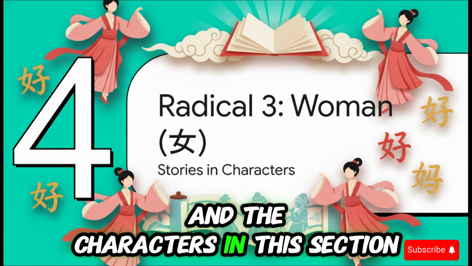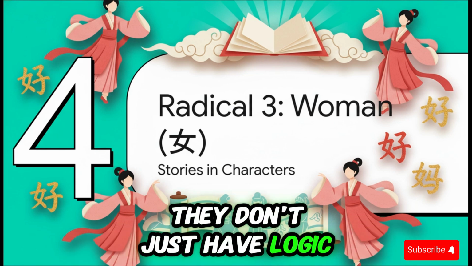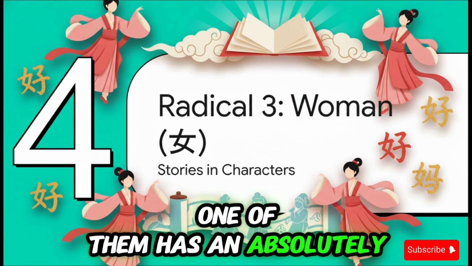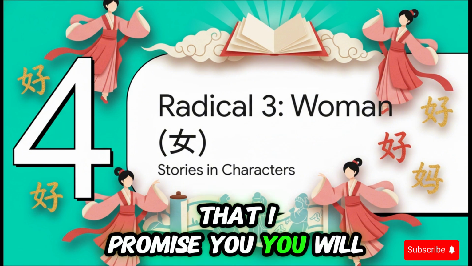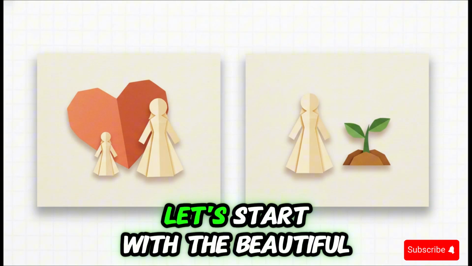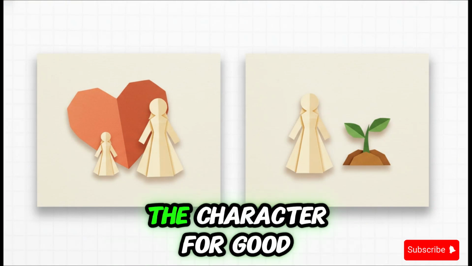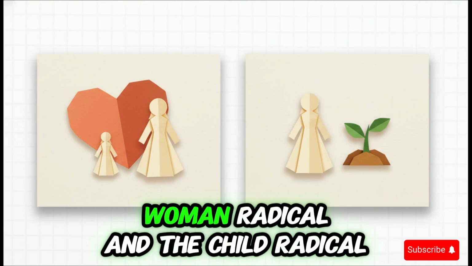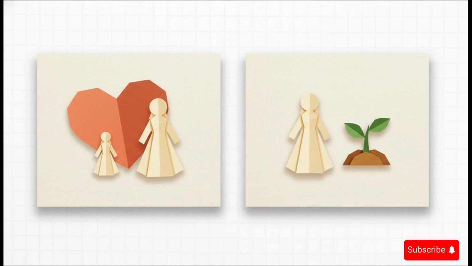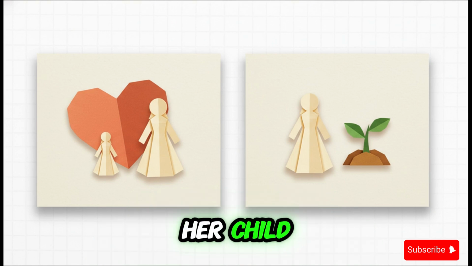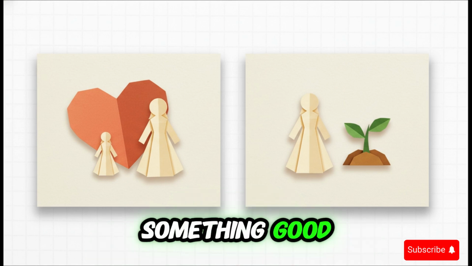Okay, next up is the woman radical. And the characters in this section, they don't just have logic. One of them has an absolutely wild story that I promise you will never forget. Let's start with the beautiful ones first. The character for good is made up of the woman radical and the child radical. Think about it. A woman with her child. That's a universal symbol for something good.